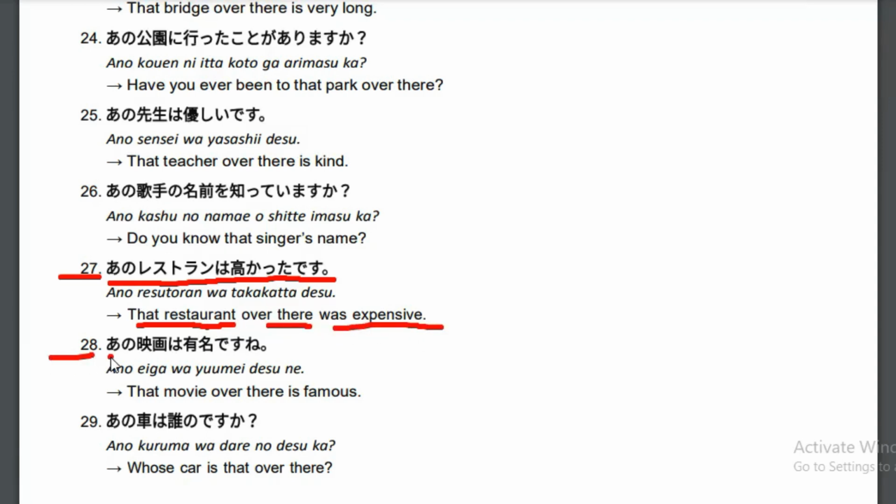The next is ano eiga wa yumei desu ne. Means that movie over there is famous. The next example is ano kuruma wa dare no desu ka? Means whose car is that over there?